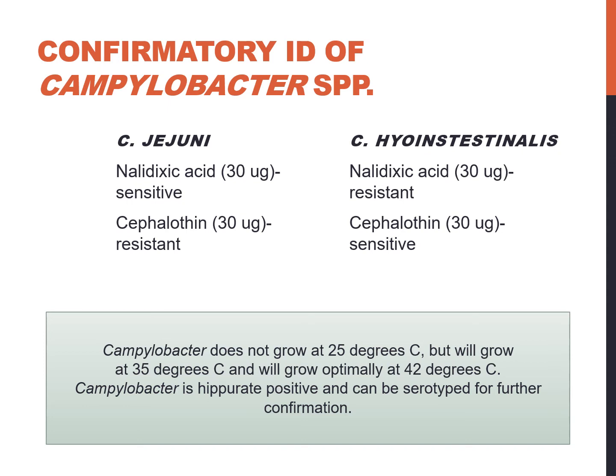Now keep in mind, Campylobacter does not grow at 25 degrees, so we're not going to confuse that with Yersinia enterocolitica, but it does actually grow best at 42 degrees, and it grows best in a microaerophilic environment. Campylobacter, like strep B, is hippurate positive and can be further serotyped like any other stool pathogen.